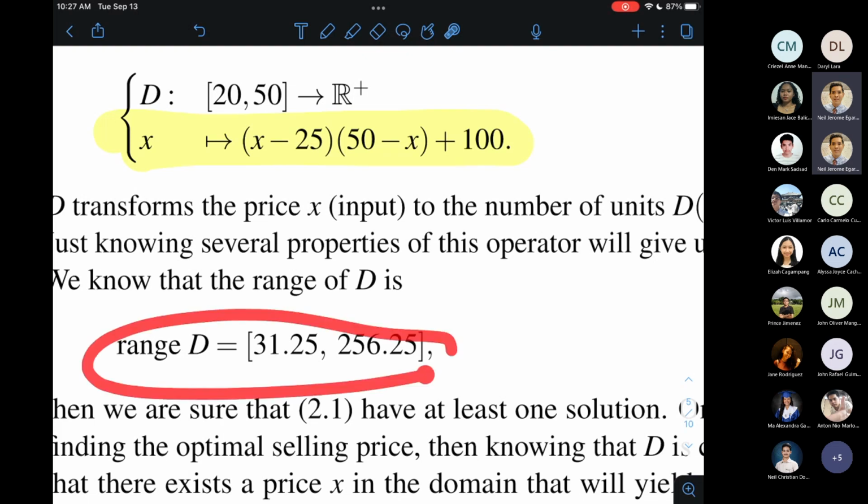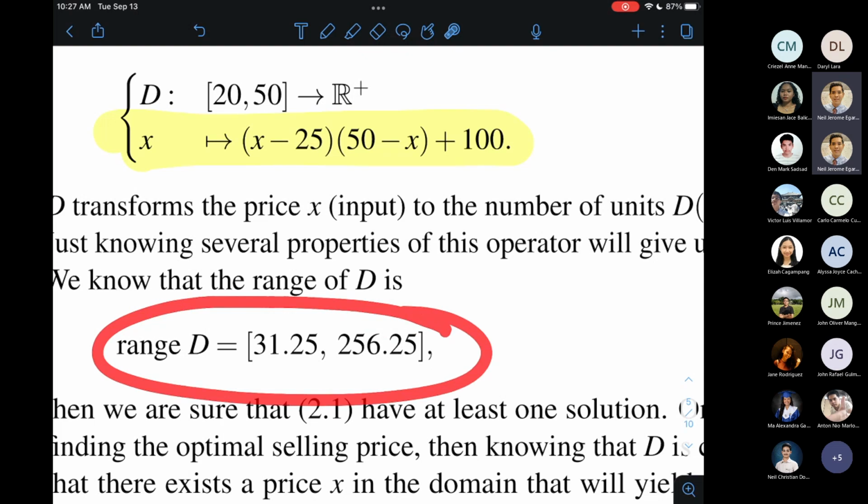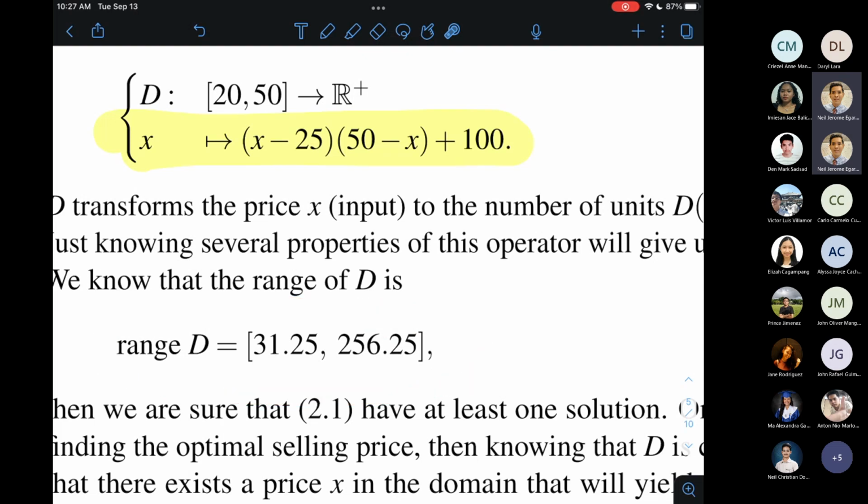So in this particular case, the inverse problem of solving what the price should be so that we get a specific number of units demanded ay solvable lamang kapag yung total number of products demanded ay between 31.25 and 256.25. If I ask what should be the price so that 300 units will be demanded, I know right away na walang nag-exist na solution sa inverse problem na yon because 300 is not within the range of the function D.